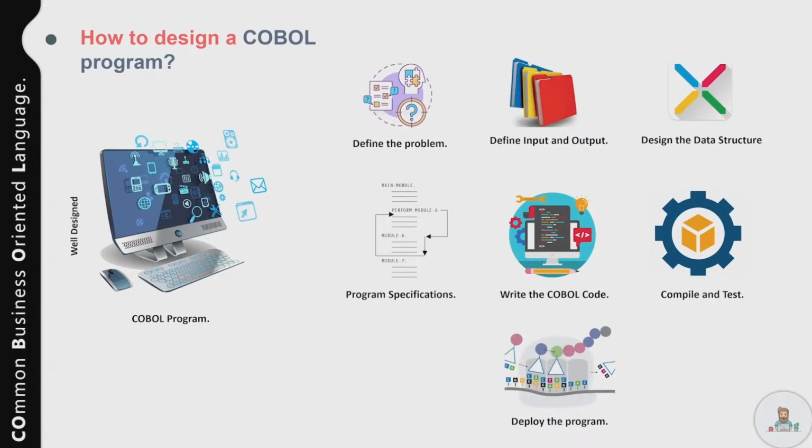Now the final step is deploying the program. Once you're satisfied with the results and the performance of the program, you must deploy the program into the production environment. However, you might need to make some final adjustments to ensure that the program runs smoothly in the production environment. So these are the general steps involved in designing a COBOL program. The specific design you will need to follow will depend on the business requirement, the complexity of the program, and the specific COBOL implementation that you are using in your project.